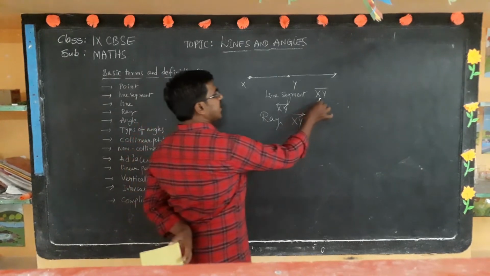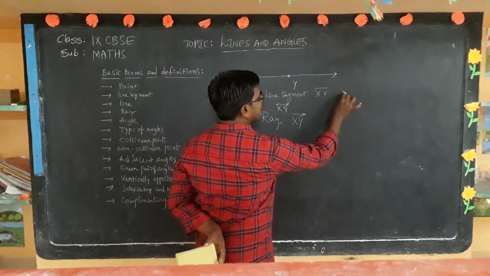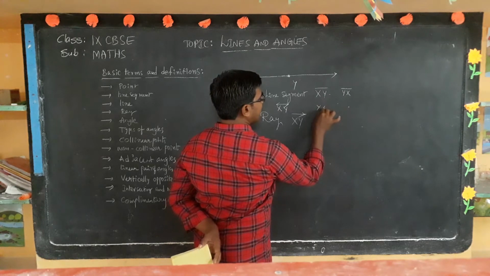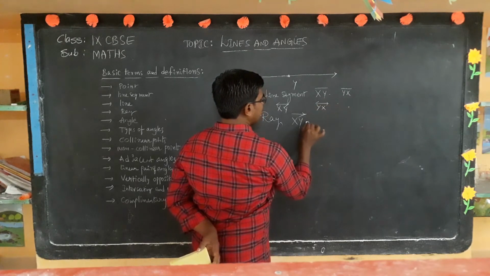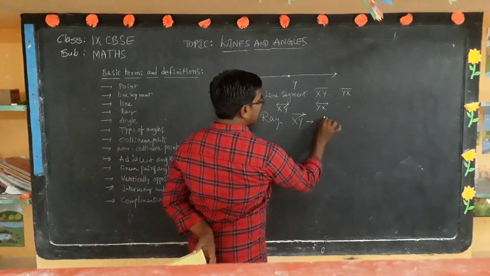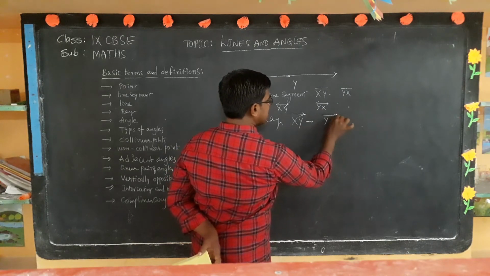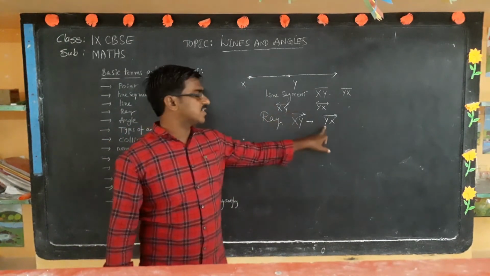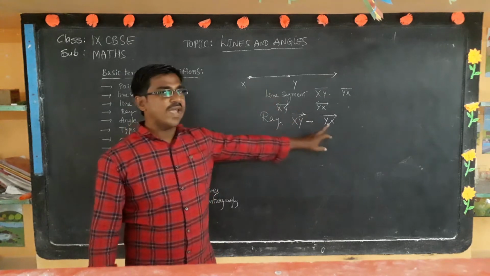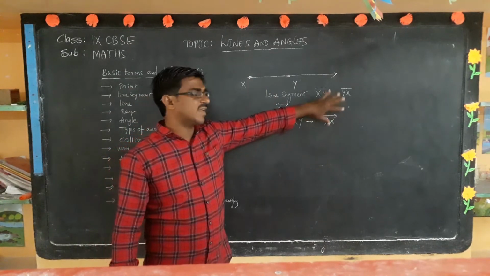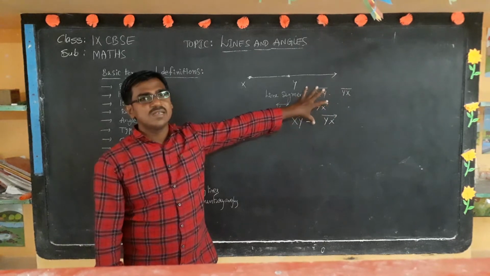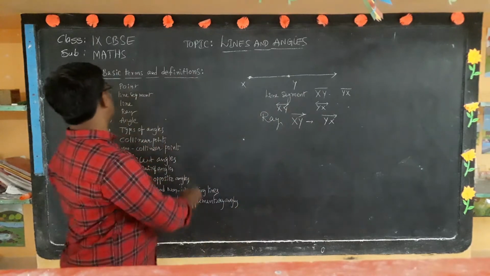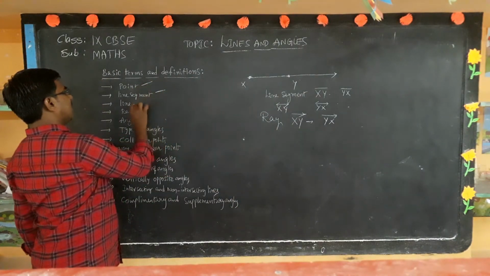When we represent a line segment, it may be XY or YX. But when we represent a ray, XY and YX are different, because in one the starting point is X and in the other the starting point is Y. So they should not be the same. In the case of a line segment and a line, both are the same. So this is about a point, line segment, line, and ray.